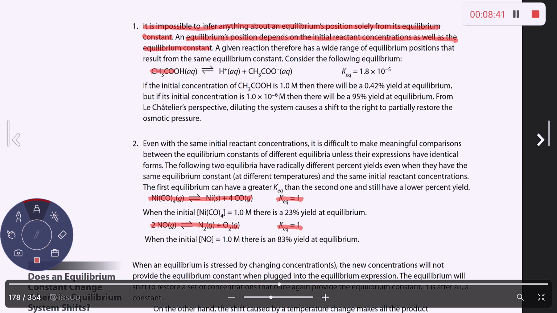Okay, so if I'm looking at this reaction, which has this equilibrium constant value, if the initial concentration of my reactant was 1 molar, your percent yield is only 0.42% when you're at equilibrium. But if the initial concentration is 1 times 10 to the negative 6 molar, guess what? You have a 95% yield. Okay, so that's just something to consider.